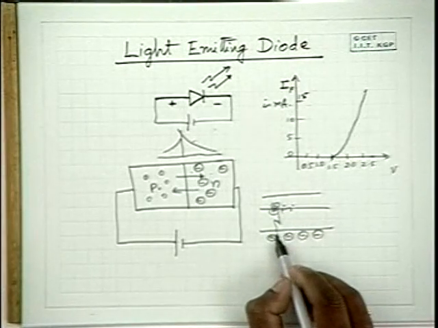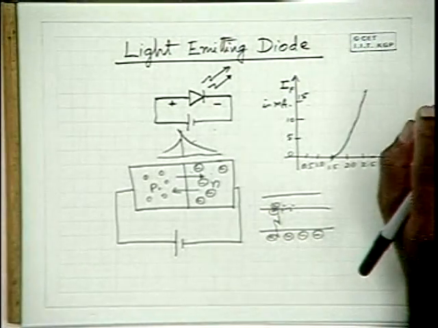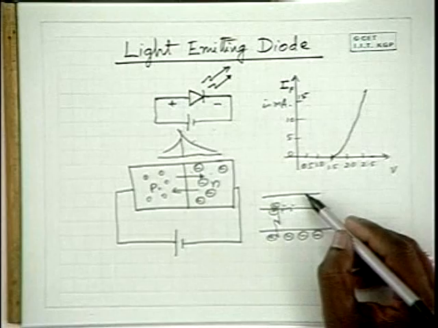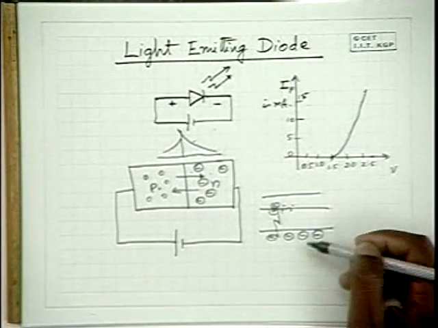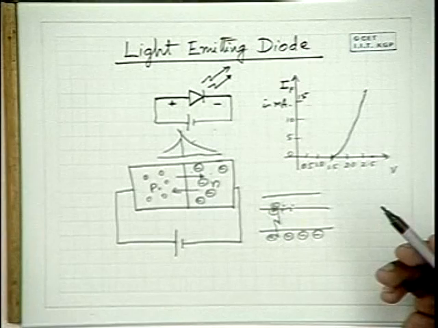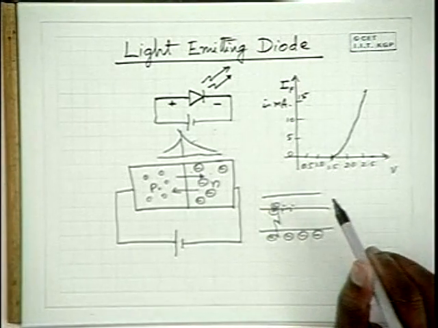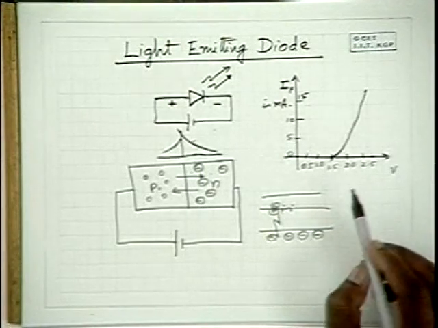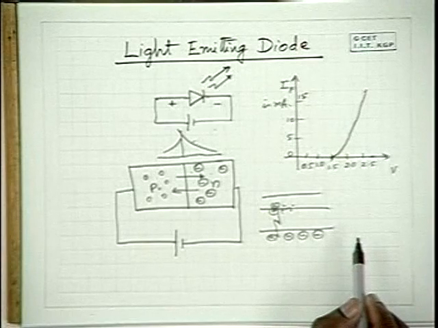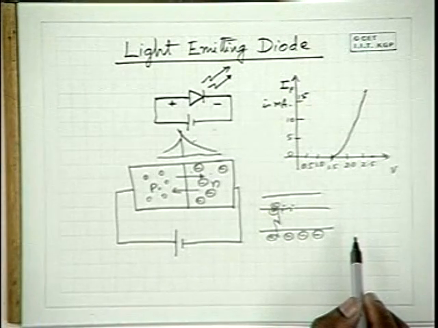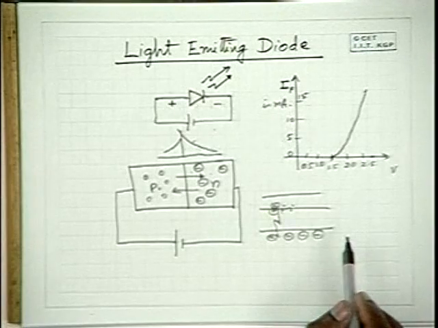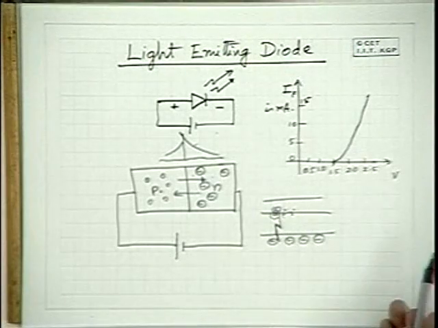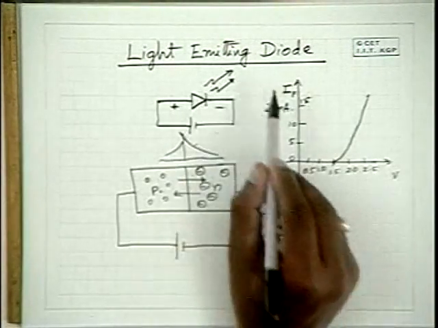And when they jump back, they emit energy. They pick up energy, the thermal energy, and go into the conduction band, and when they go back they emit energy. And normally what happens to this energy? This energy gets dissipated as heat in the body of the semiconductor. Now by construction of the semiconductor, this energy comes out as light. You can have light coming out of the junction diode.